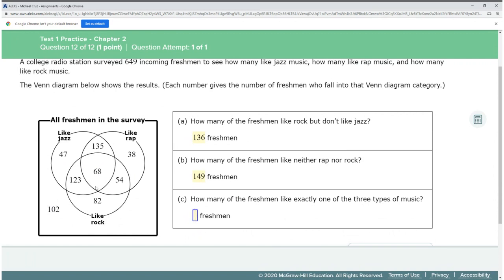47 like jazz only, 38 like rap only, and 82 like rock only. So 167. All right, so that's a good place to stop. If you want to stick around, I'll be glad to go through that one with you.